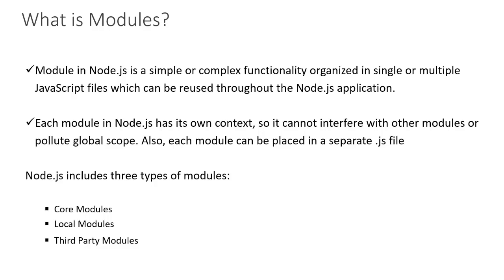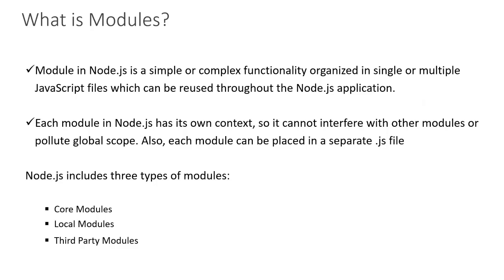A module is nothing but grouping functions in Node.js. We're not having any class, right? We use functions. You can export the functions one by one, or you can group a set of functions you want to export in our application. Each module in Node.js has its own context, so it cannot interfere with other modules or the public global scope. That's very feature oriented. That's the reason we can integrate any number of modules in our applications.